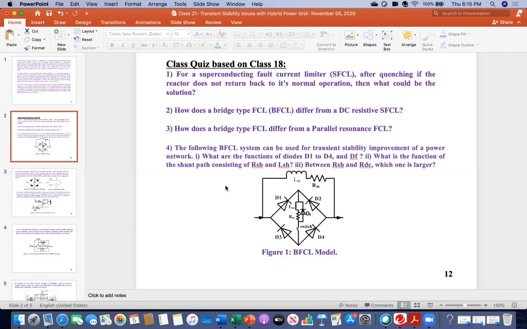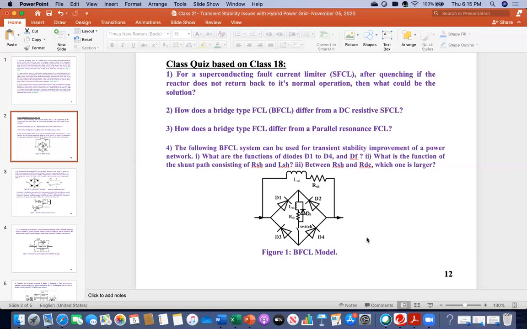So therefore, the first question, what are the functions of diodes D1 to D4? So what answer did you write? It is for the DC rectification. I mean, AC to DC. Yeah. So therefore, the question was D1 to D4, meaning that D1, D2, D3, D4, all 4 are being asked. That's why it's D1 to D4. So that's right, for rectification.